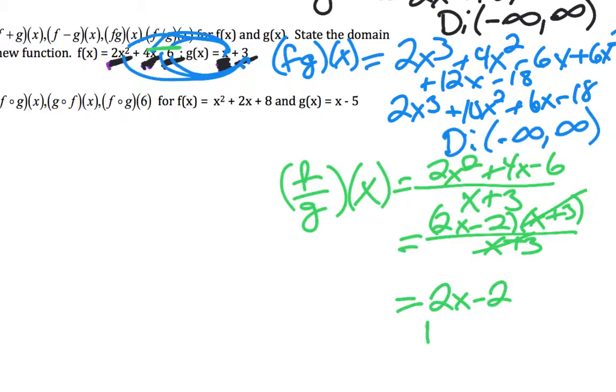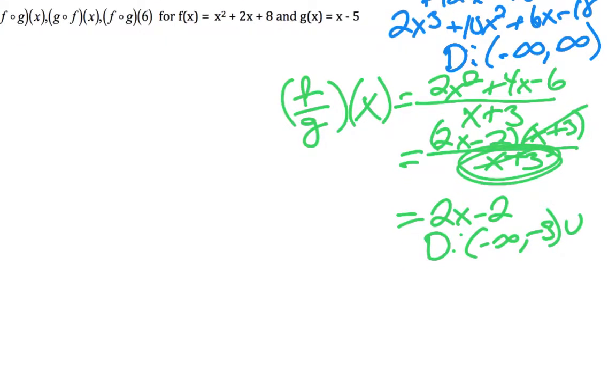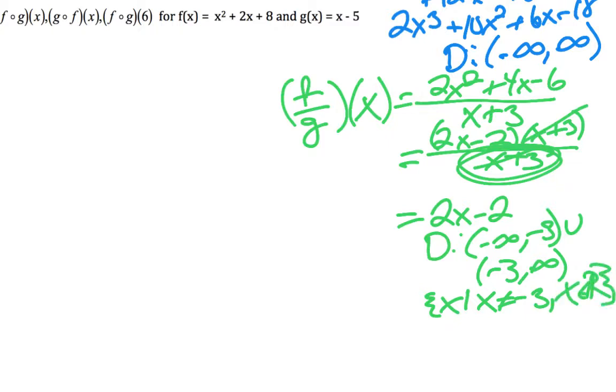And on this one, your domain is that because of your denominator right there, x cannot equal negative 3. So you can write it as negative infinity to negative 3, or negative 3 to positive infinity, or you could have written it in set builder, set x such that x does not equal negative 3, and x is an element of all reals, and close it off.